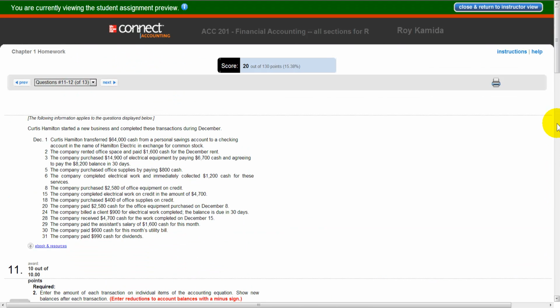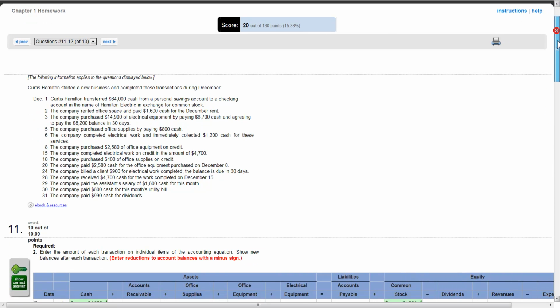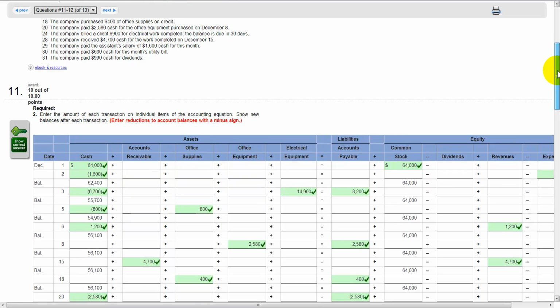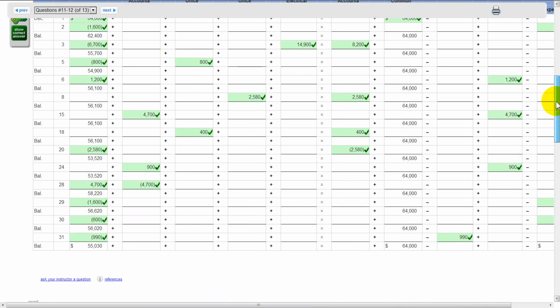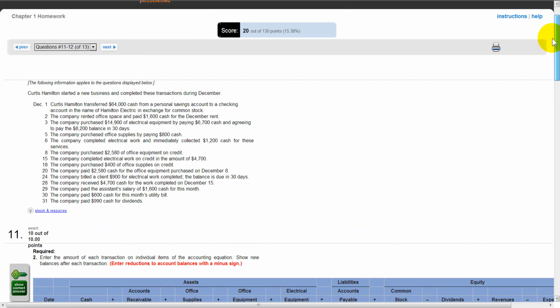And of course, your numbers are going to be different. But if you follow the same format of what I had done, you should get pretty much all the points, at least for this problem.